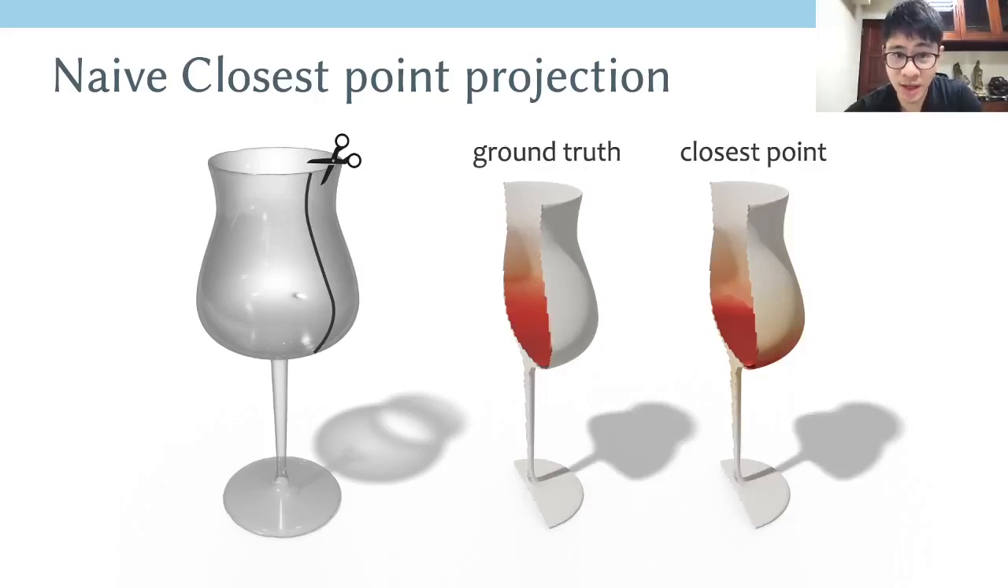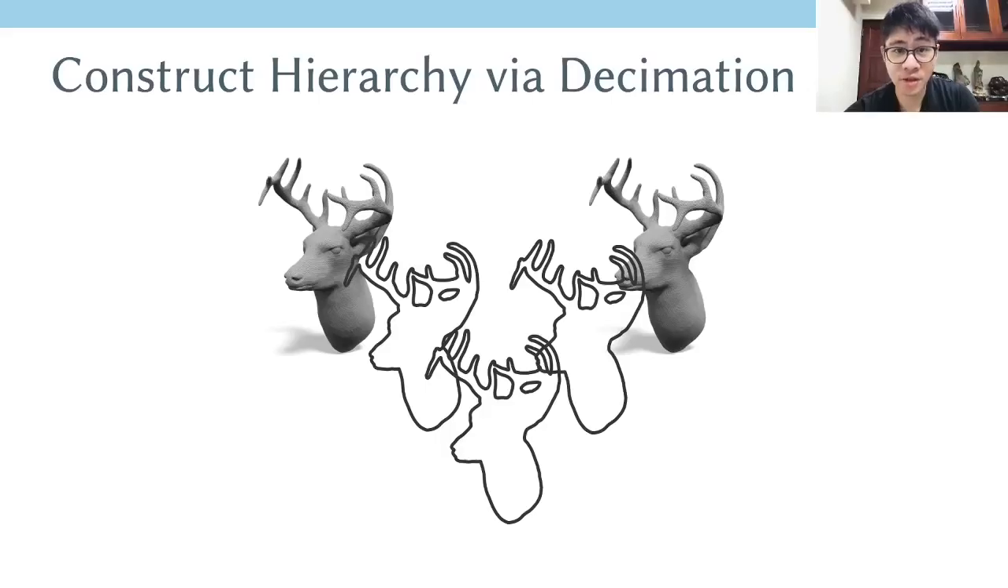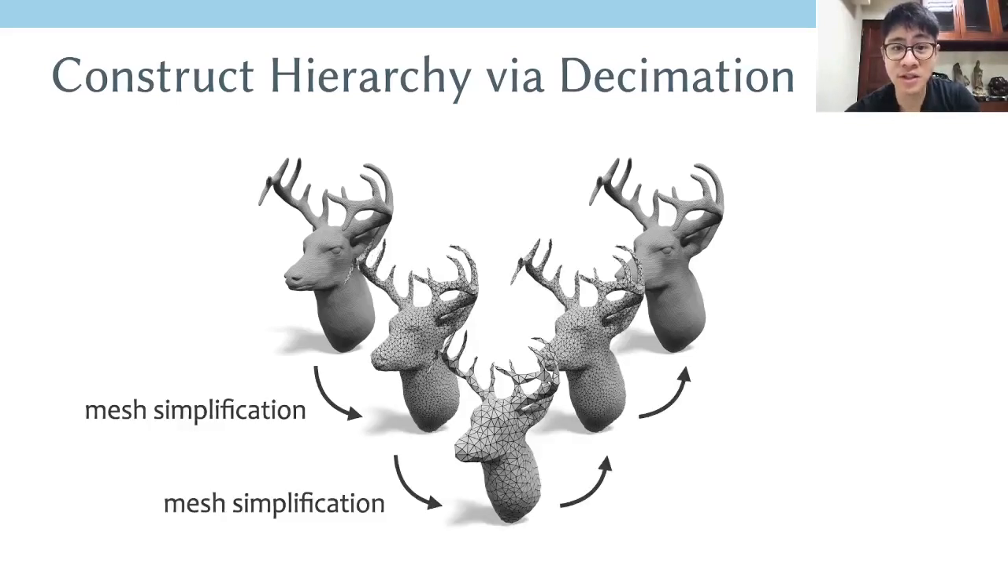So for example, here's the result of heat diffusion where the heat source is placed inside the wine glass. And if you didn't do this prolongation properly, you'll see an incorrect behavior where the heat does not diffuse along the surface. So here we will talk about how to obtain a better prolongation leveraging the intrinsic geometry. So given the high resolution shape, we can construct the multigrid hierarchy using a standard mesh decimation.